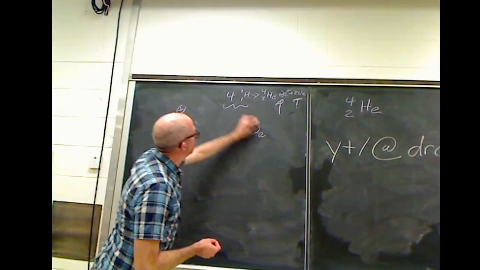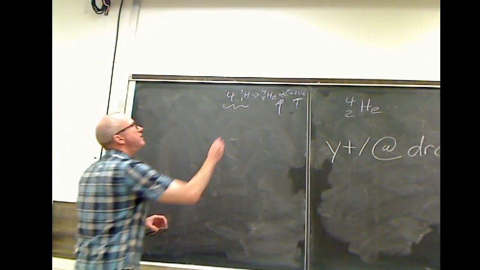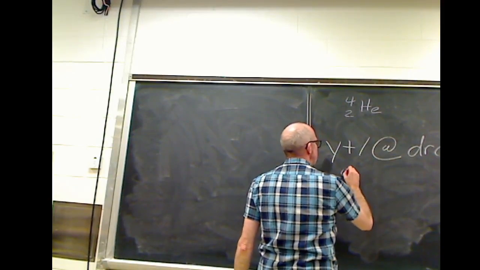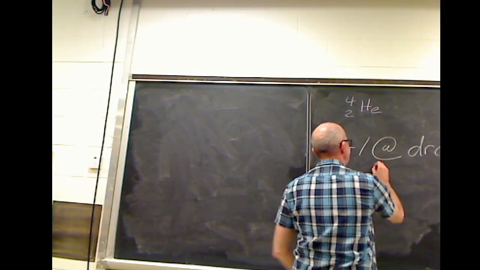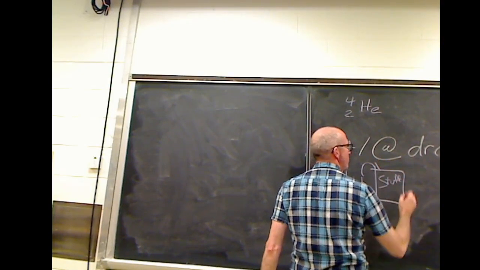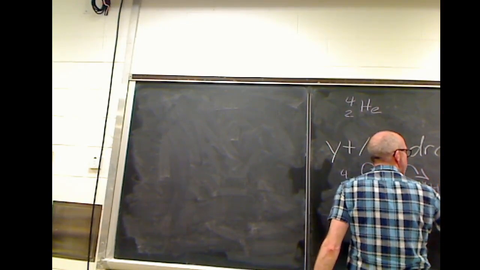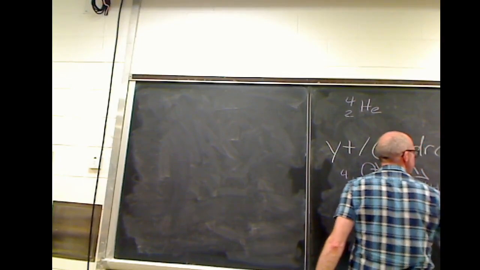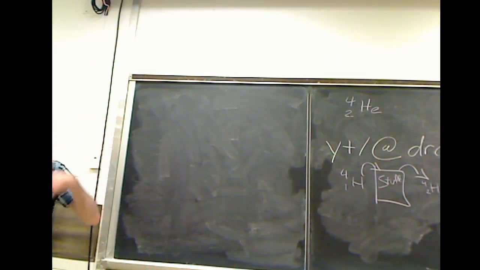So let's talk about what the process actually looks like. This is the bulk. So really how I should write this is, I'll write it over here. 4 1H goes to, actually, huge box of stuff. So 4 hydrogens go into my box of stuff, and out of my box of stuff gets a helium-4 plus 2 positrons, plus 2 electron neutrinos. So let's talk about what goes into this stuff. So this is a 3-step reaction.